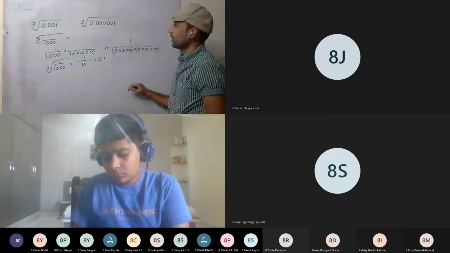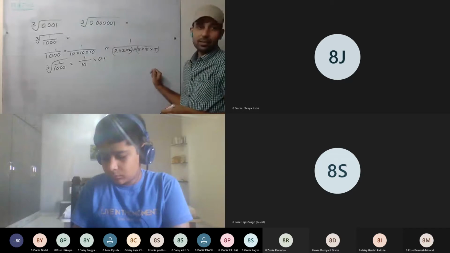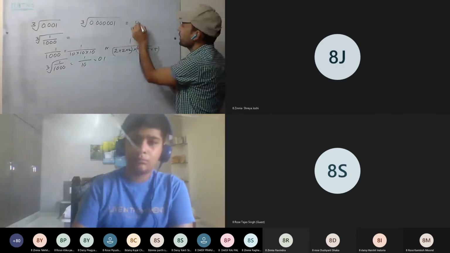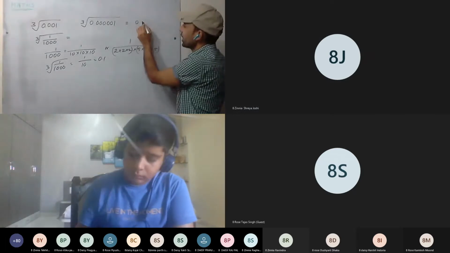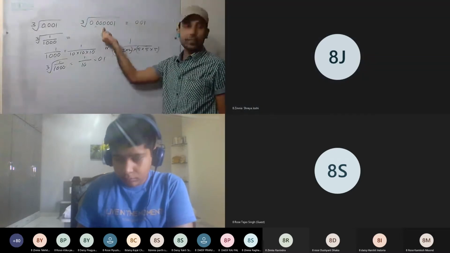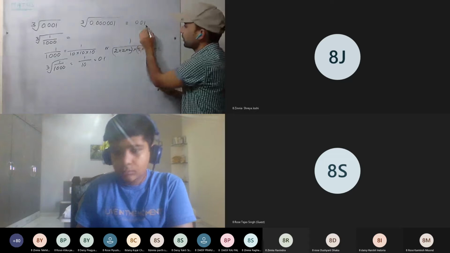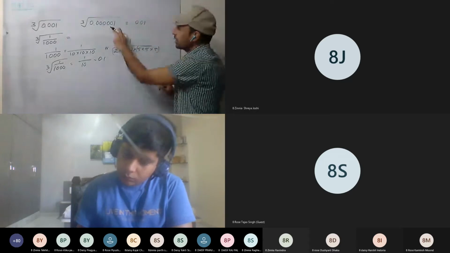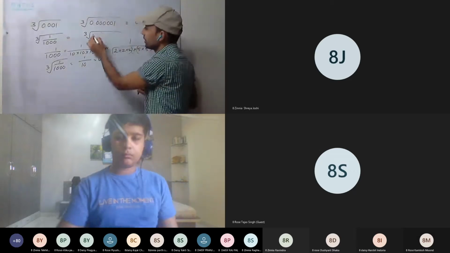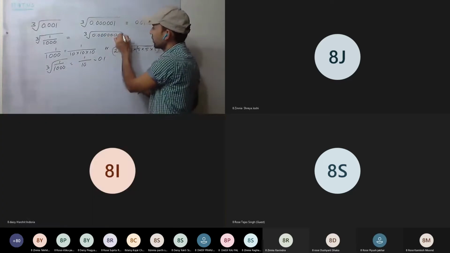Now tell me the cube root of this one, 0.000001. What will be the cube root without doing it? Can you tell? Anyone in class can tell? See here, how many zeros? How many digits after decimal? 6. So here will be 2. If it is 6, then 2. If it is 9, then how many? 3 digits. 3, 6, 9.